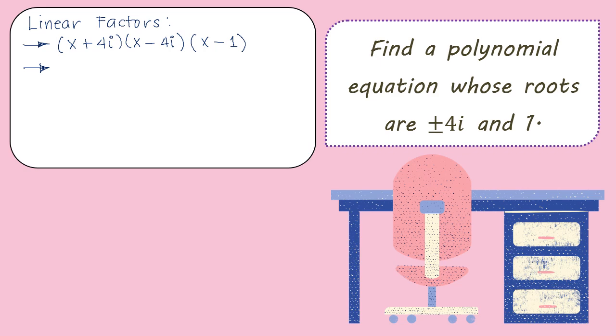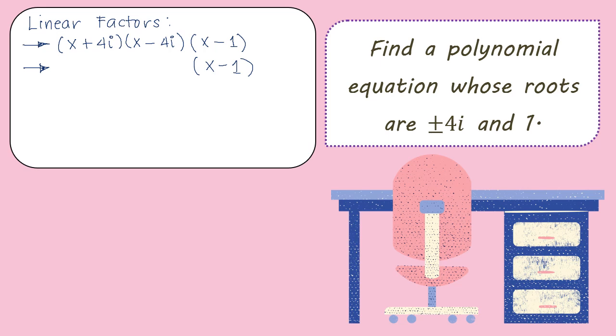So x plus 4i and x minus 4i, this is what we are supposed to multiply first, so I'll just simply copy the x minus 1 first. So how are we going to multiply this? This is very simple. The usual way of multiplying the binomial with binomial. So just do the FOIL method.